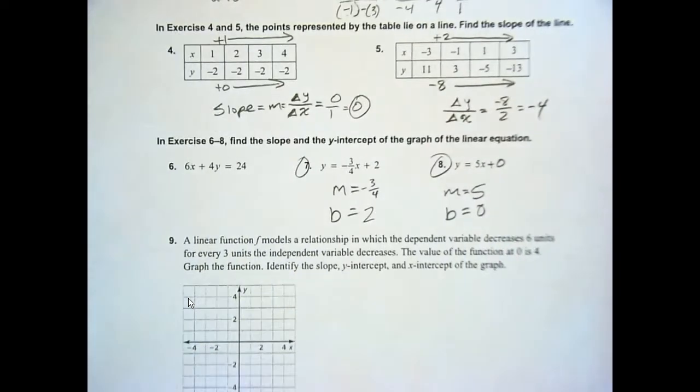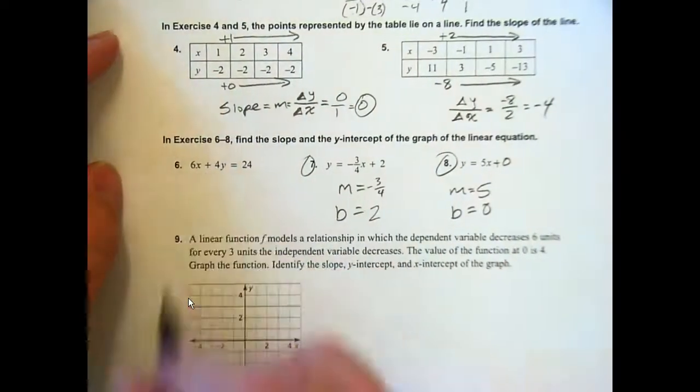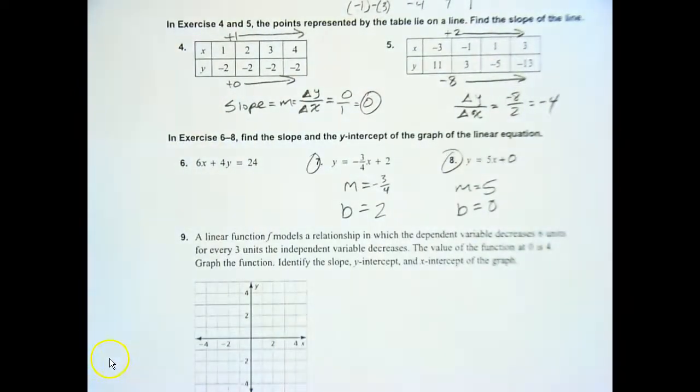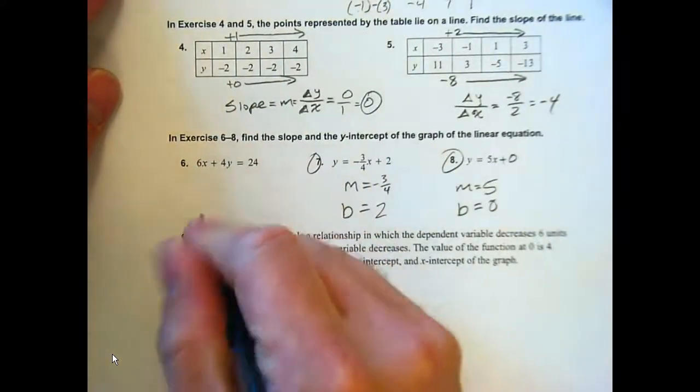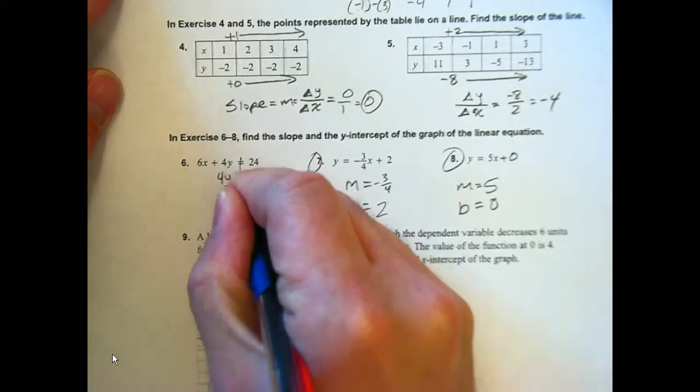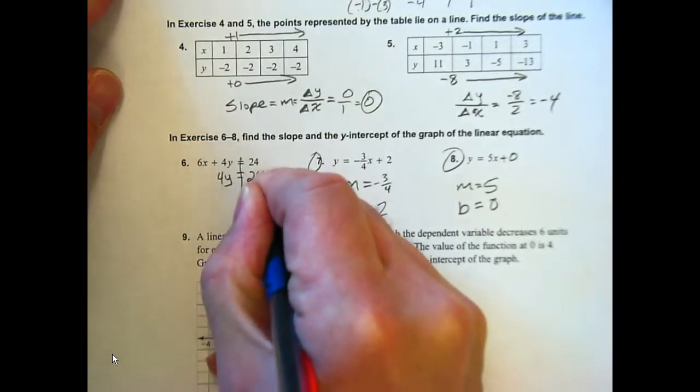Number six. Find M and B, please. While you're doing that, I'm going to hand out your assignment. Hey, got to put it in slope-intercept form. If you're going to do that, that means you need to get y by itself first. So first thing we move is 6x. Subtract 6x from both sides. We get 24 minus 6x.